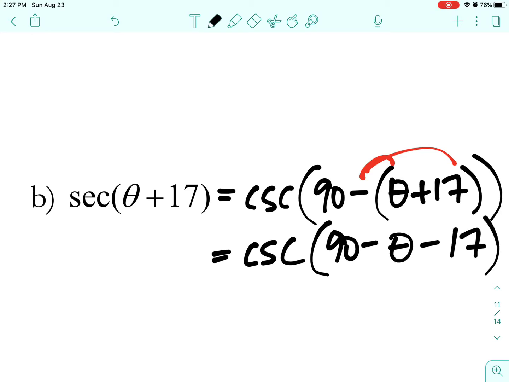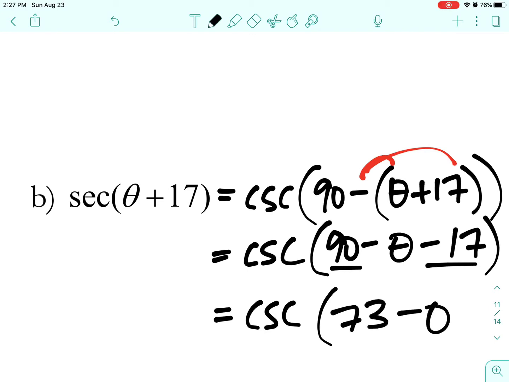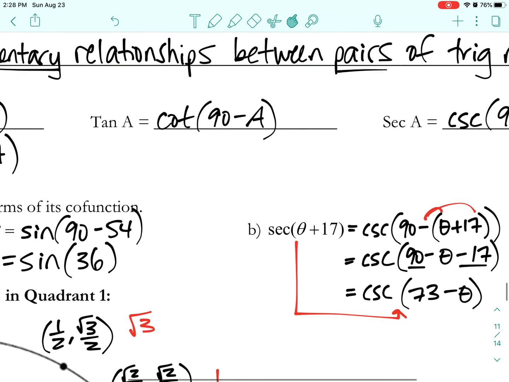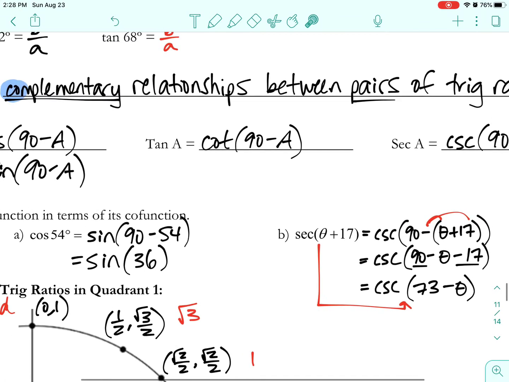So distribute that minus sign, it's going to change both of those signs. So I get cosecant. If I combine the 90 and the negative 17, I get 73, and then just keep minus theta together. And so that is actually an equivalent statement. So these are equal, this and this. And why didn't we get an answer like we did in the first one, like 36? Well, that's because in the very first example, we were given an actual degree measure. Therefore, you can figure out the actual degree measure of the equivalent cofunction.